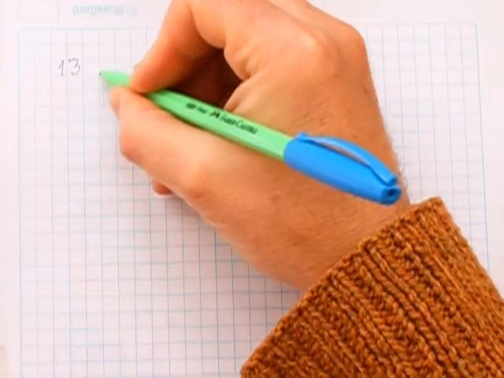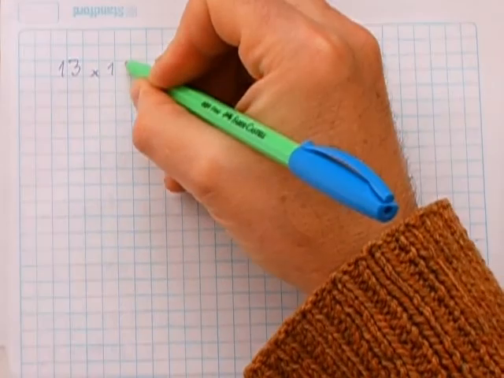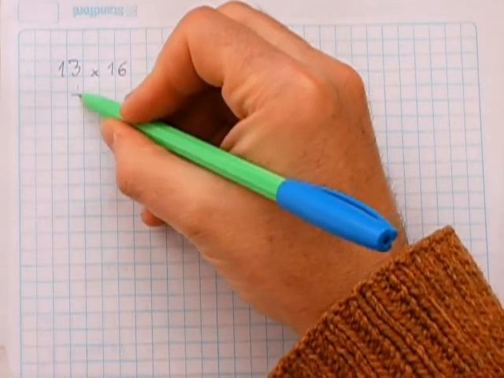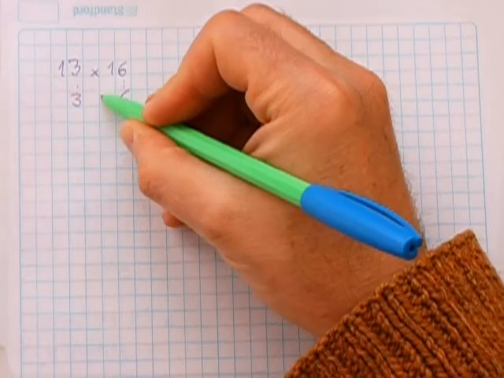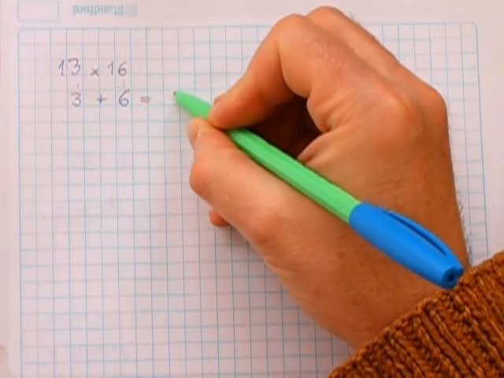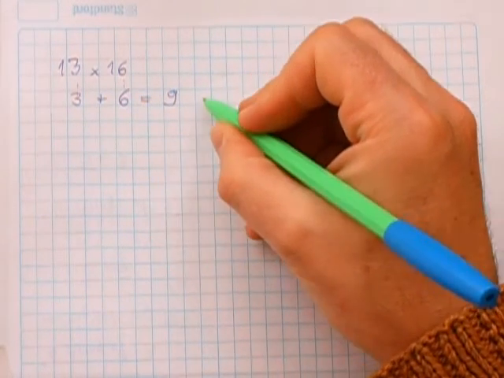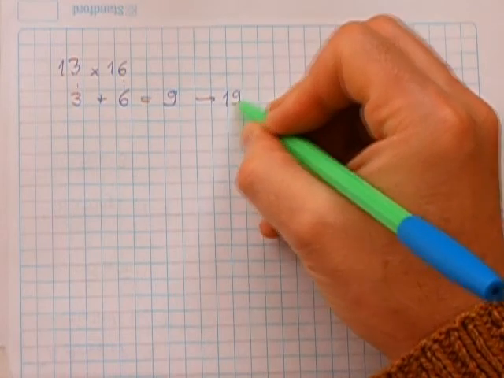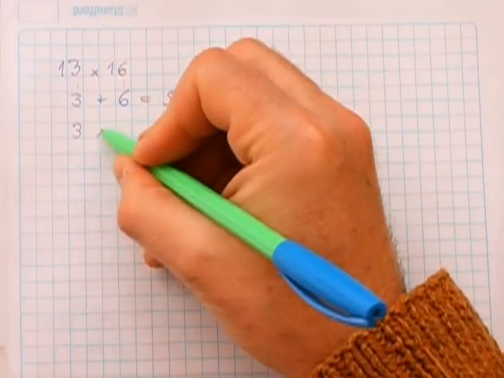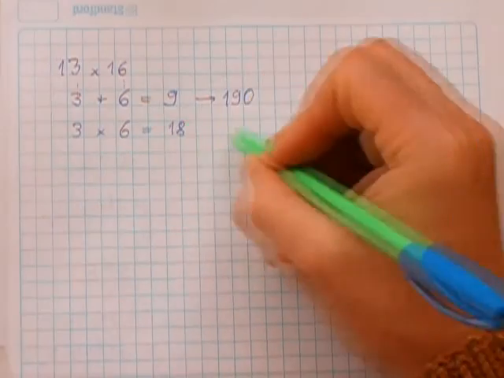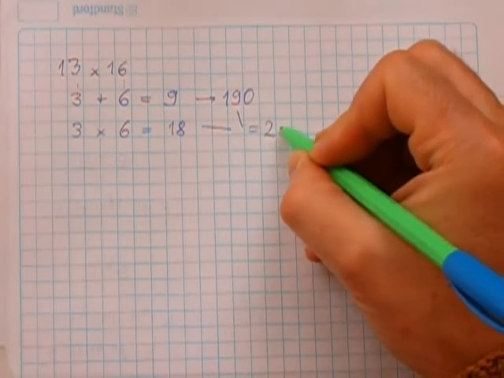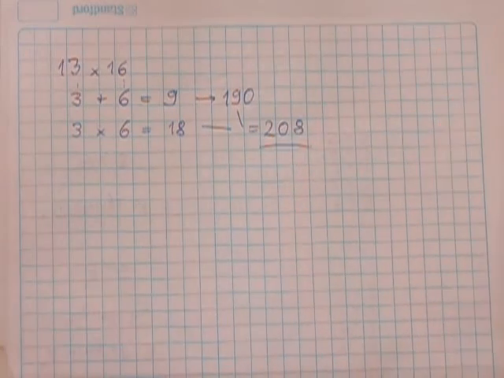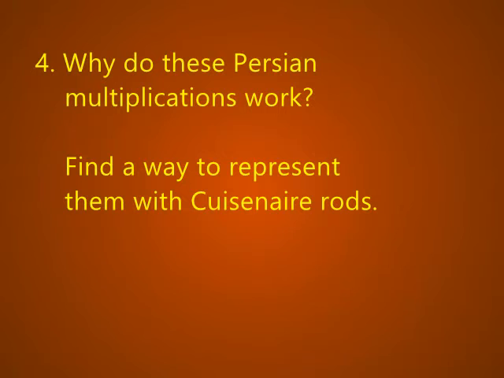This method works also for numbers greater than 15, only that we don't have enough fingers on each hand for this. Let's multiply 13 times 16. 3 plus 6 are 9 tenths, plus 100 is 190. 3 times 6 is 18. 190 plus 18 is 208. Here also investigate why this method works.